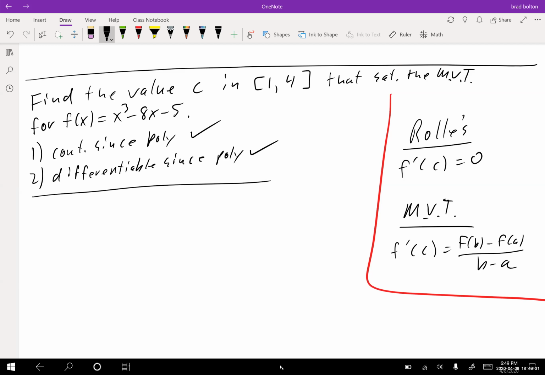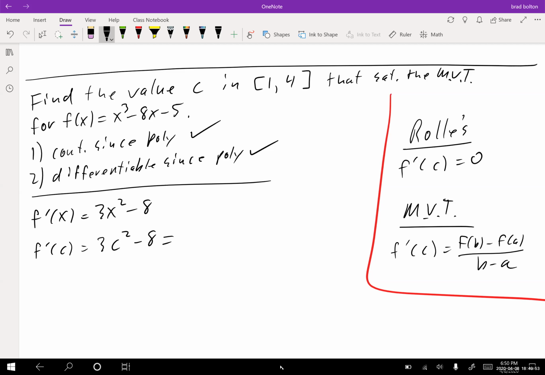That means there is a C in this interval, okay? Where f of b minus f of a all over b minus a will equal f prime of c. So the first thing we have to find is the derivative. And this is going to be 3x squared minus 8. So we're going to change this to f prime of c is equal to 3c squared minus 8.